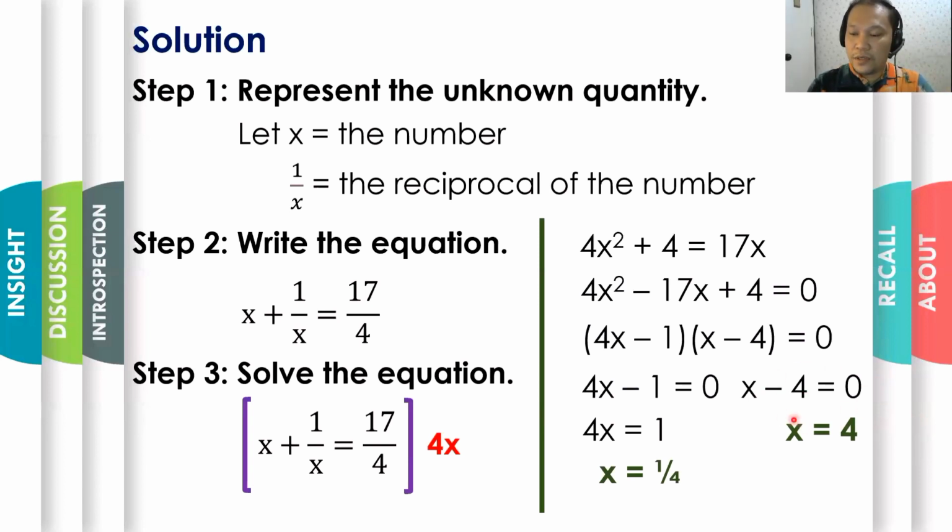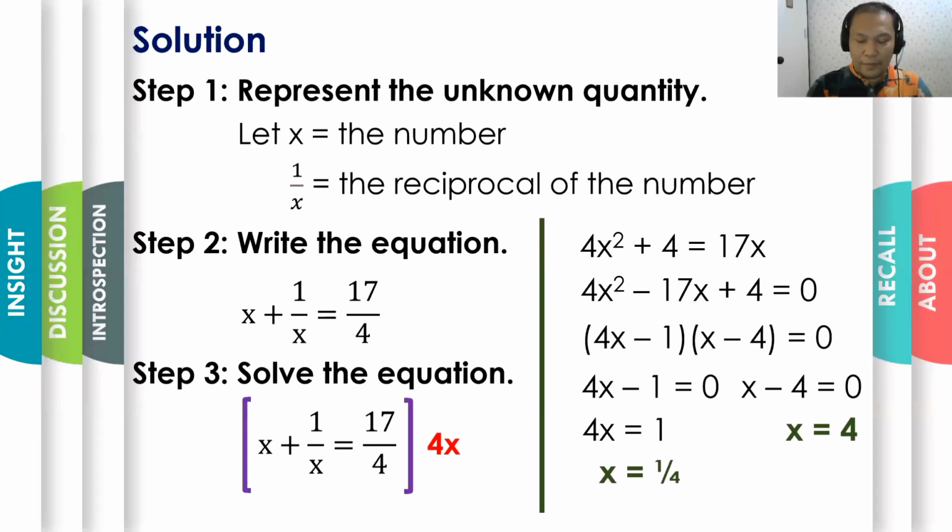Transpose now negative 4 on the right side, making it positive 4. Therefore, our x now is equal to 4. Thus, what are the two numbers? The two numbers will be 4 and 1/4. You may use 4 as the number, meaning the reciprocal will be 1/4. You can also have x equal to 1/4, then the reciprocal will be 4.